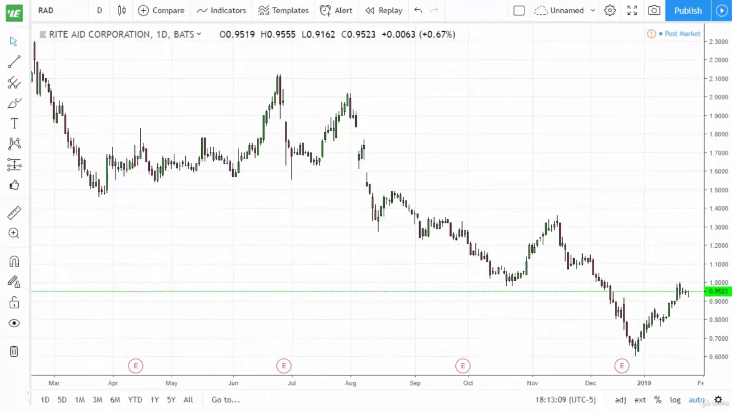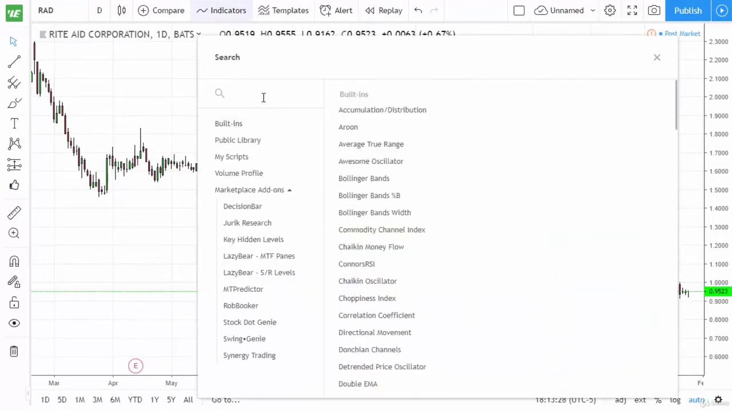In this video, we're going to talk about identifying overbought and oversold conditions using RSI and Stochastic. So the RSI, the relative strength index, is a window that goes at the bottom of your chart and it measures momentum and relative strength. I'll go ahead and put this on the chart.